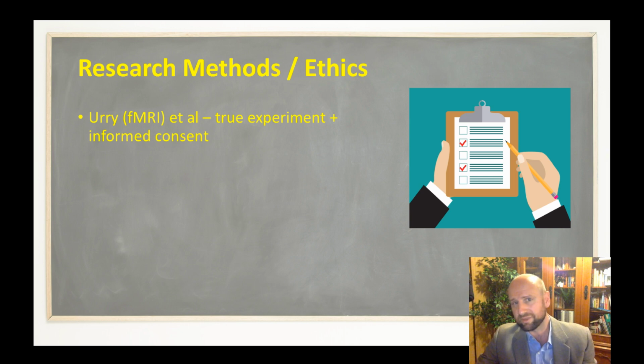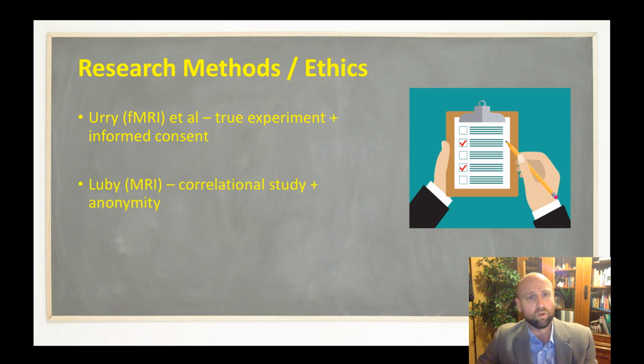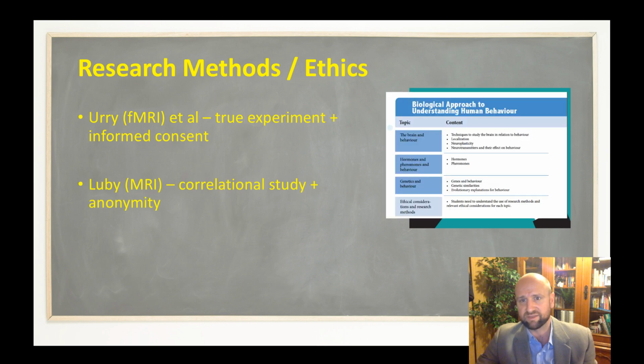You can also then talk about the ethical consideration of giving informed consent. How much information do you give participants before you do these brain scans? Or if you're doing MRI, you could talk about this as a correlational study, and we correlate environmental factors with brain development, and the importance of anonymity in such studies when you are studying people's brains and this personal information.